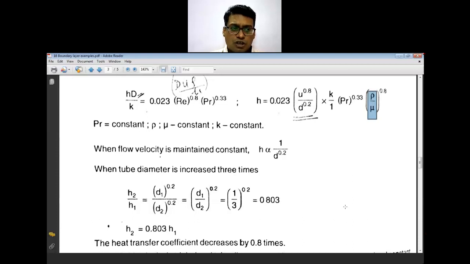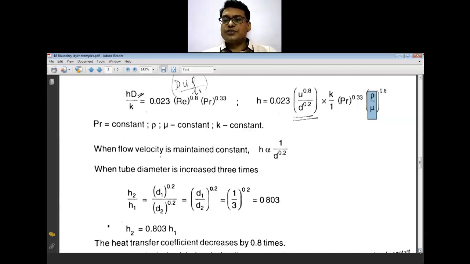Keeping the velocity constant, increasing the diameter of the tube reduces the heat transfer coefficient. This is the conclusion that we can draw from this. So it is better to use smaller diameter tubes to get a higher heat transfer coefficient, but at the cost of higher pressure drop. Higher pressure drop means your operating cost is also high.